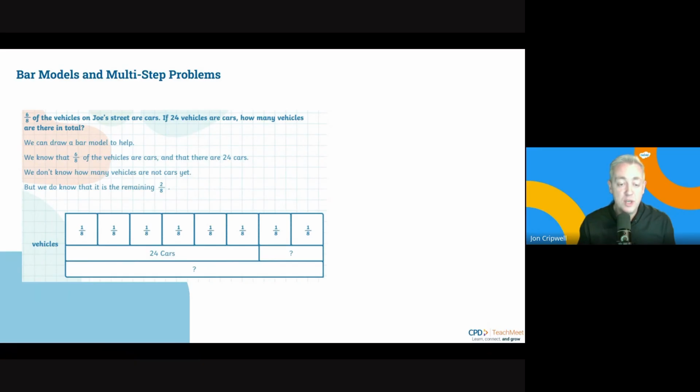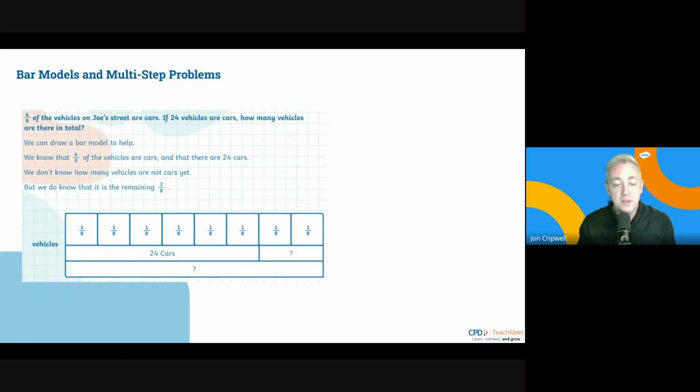This part here, the 2/8, we don't know what they are. They might be vans, they might be motorcycles. We'll be talking to the children about what they could be. I'm sure somebody will say something ludicrous like a plane. It's still a vehicle. Speedboat if they've been on Bullseye.